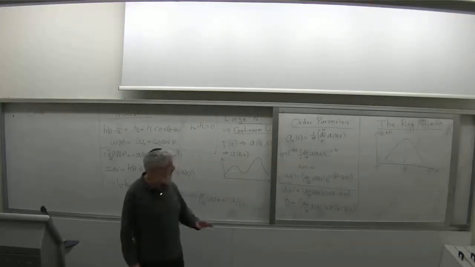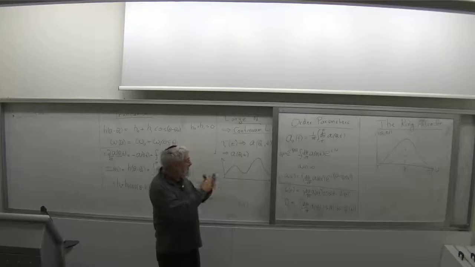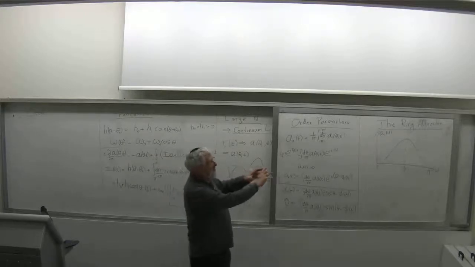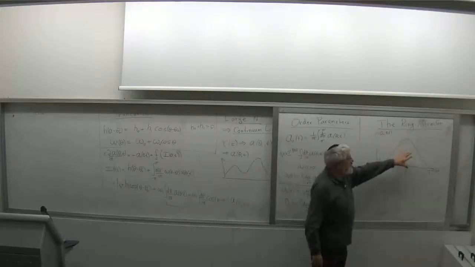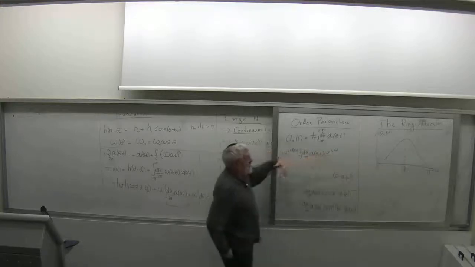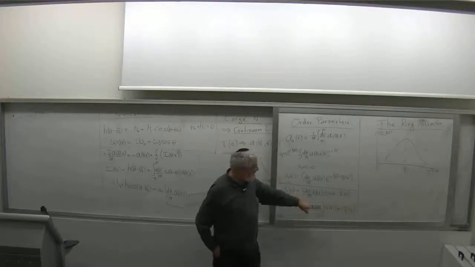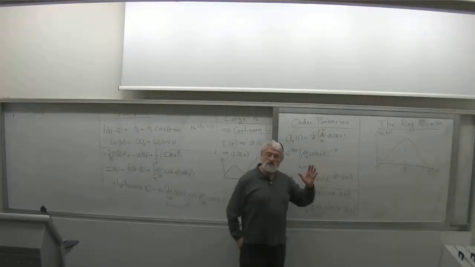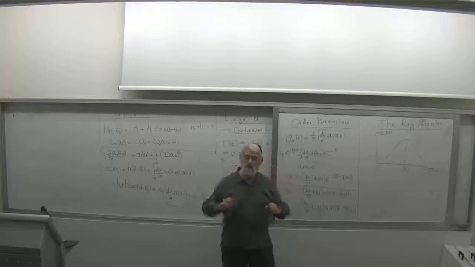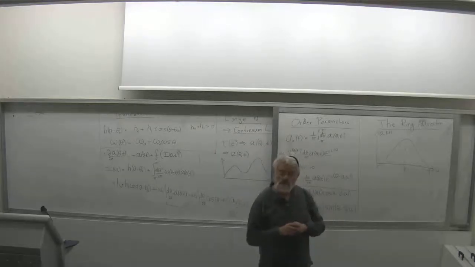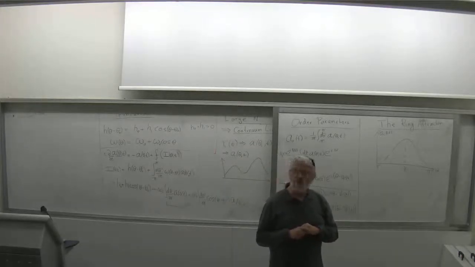So we have 3 order parameters, 3 parameters which characterize the profile of activity: the mean, the spatial modulation, and the phase, the location of the pattern of activity.